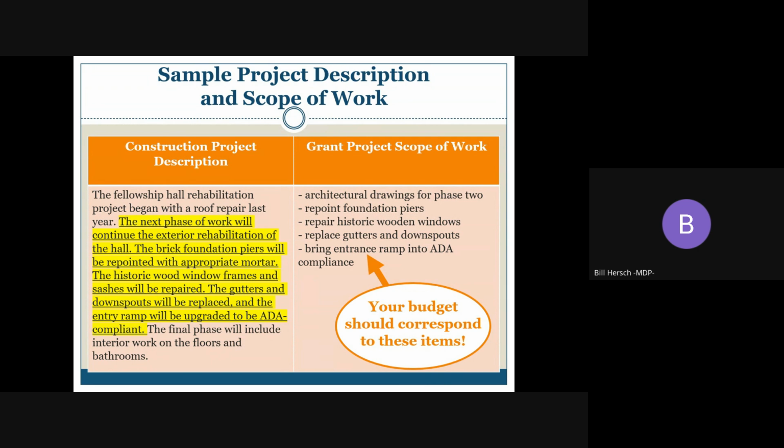The work you are requesting grant funds for should be listed under the grant project scope of work question that you see in the right column. This is what should match the line items in your budget spreadsheet. You can see here an example of a sample project scope of work versus the construction project description.